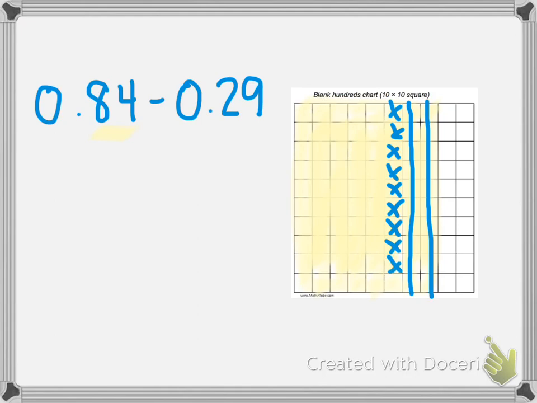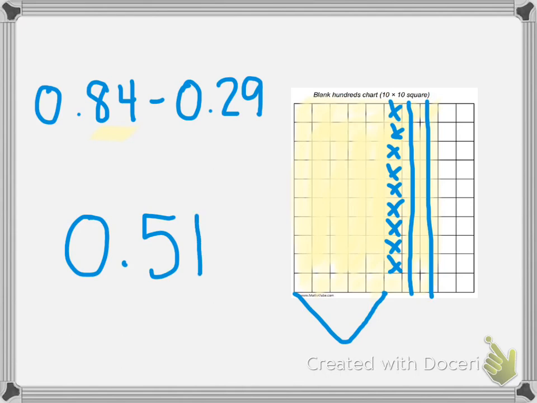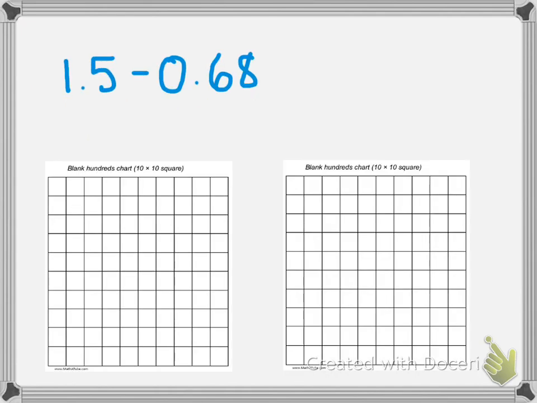To get my answer, I'm going to count up what's left. So I'm going to count my columns first. 1, 2, 3, 4, 5. So 5/10, and then 1 square, so that's 1/100. So my answer is 51 hundredths.